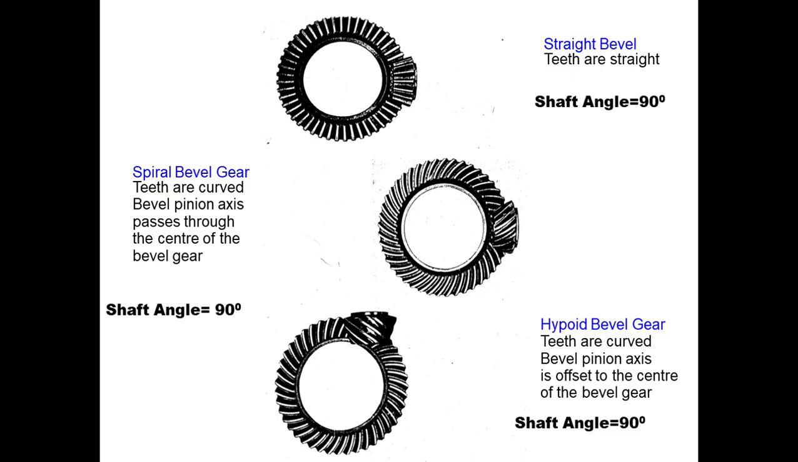In straight bevel gears, teeth are straight and the shaft angle is equal to 90 degrees. When we speak about spiral bevel gear, teeth are curved, the bevel pinion axis passes through the center of the bevel gear, and the shaft angle is 90 degrees. Hypoid bevel gear is another type. Teeth are curved, and the bevel pinion axis is offset to the center of the bevel gear, so they are a little offset as compared to the other one.